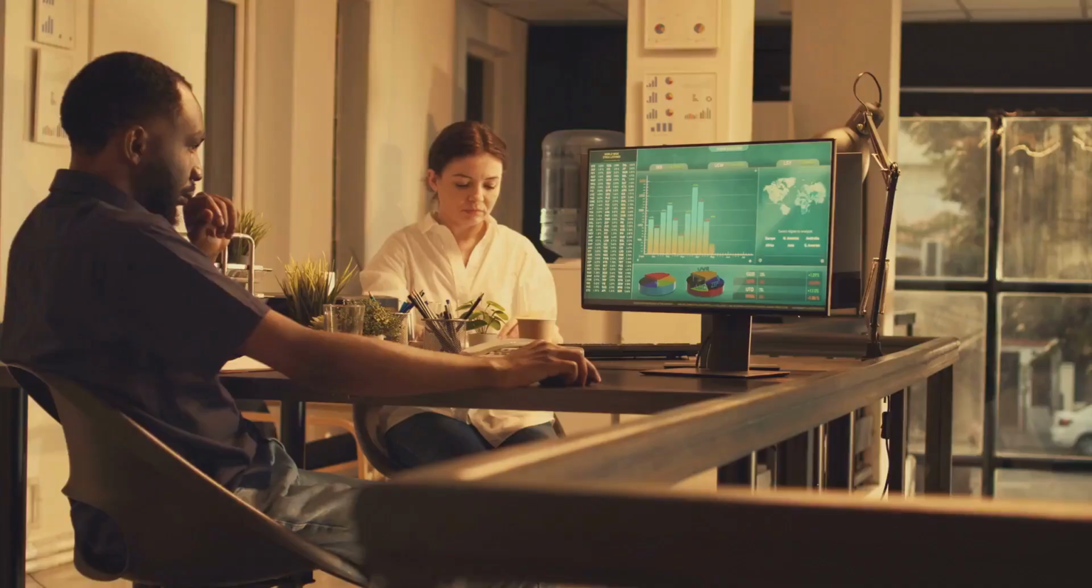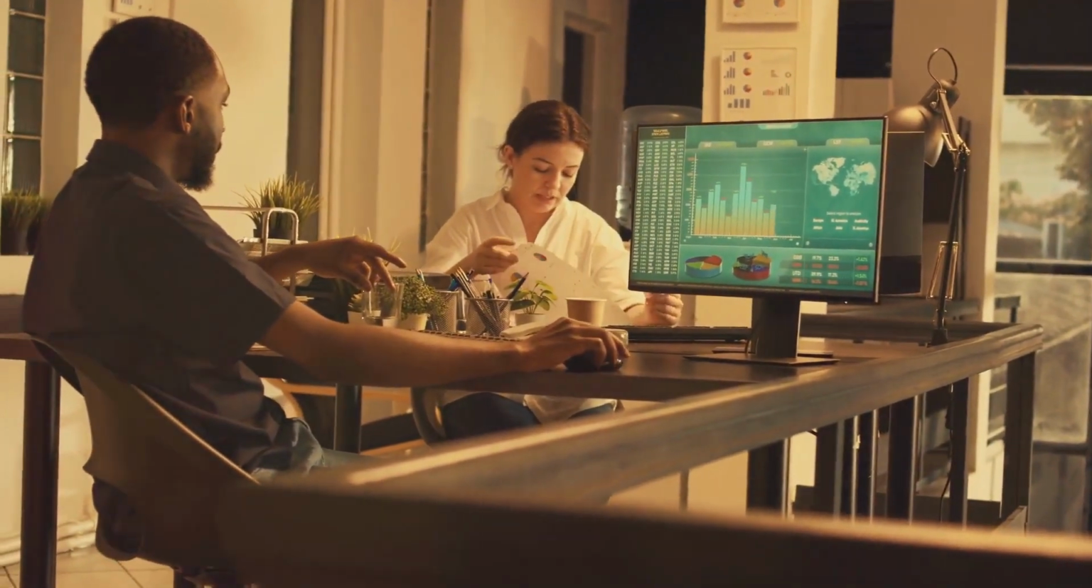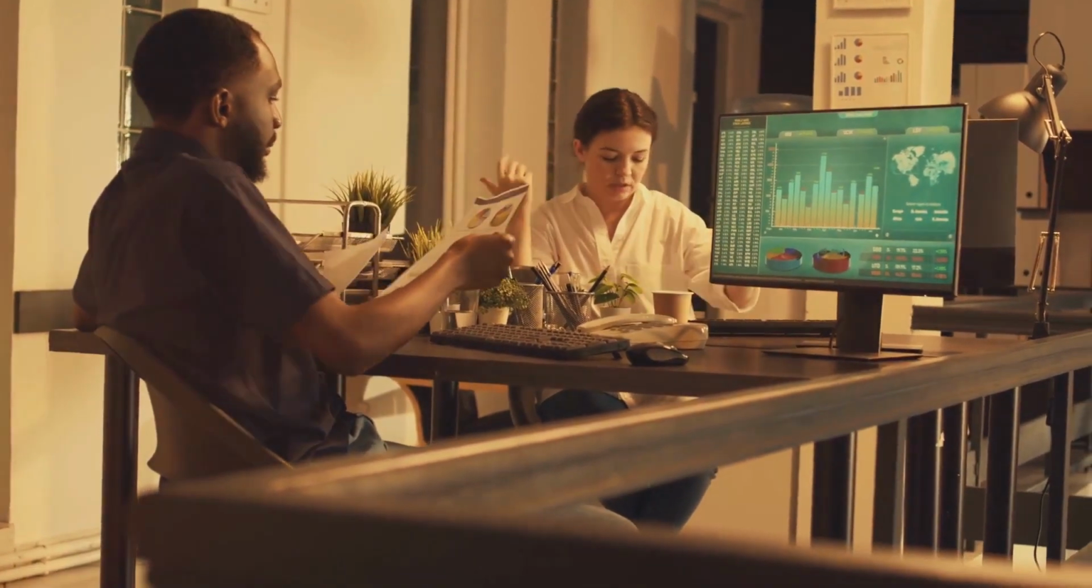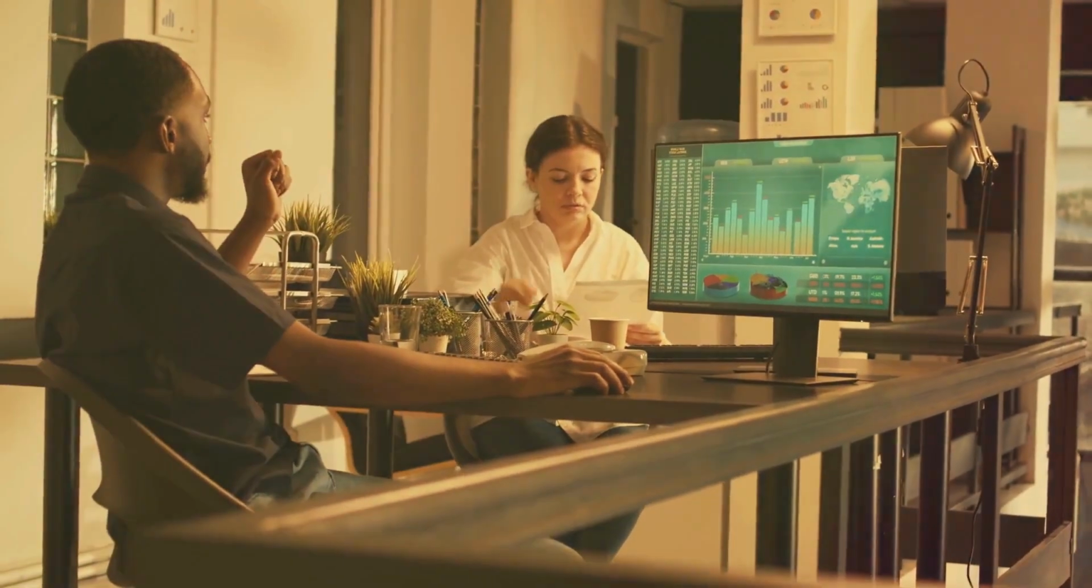Think about it like this. You're not just selling a product or service. You're selling a solution to a problem, a way to make life easier, or a means to achieve a goal. Your sales copy should make it crystal clear why your product or service is the best solution and what the customer stands to gain by choosing you over your competitors.